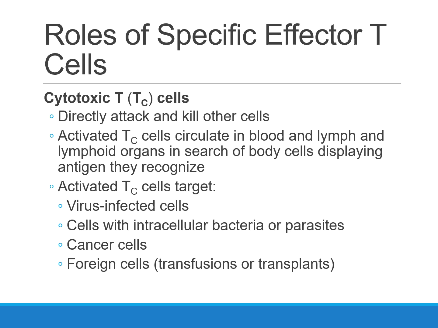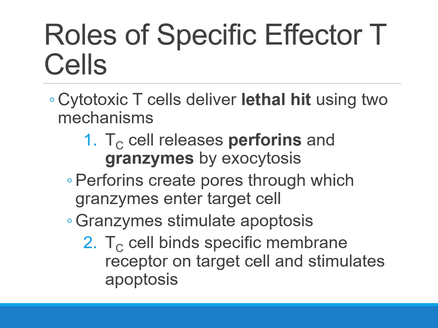The cytotoxic T cells, I call these little switchblade carrying ninjas. These directly attack and kill other cells. They circulate in the blood and the lymph and the lymphoid organs in search of cells that display antigen that they recognize, which means they're looking for the bad guys. An activated cytotoxic T cell is going to target virally infected cells, cells that have bacteria or other parasites inside of them, cancer cells, and any foreign cell from transfusions or transplants.